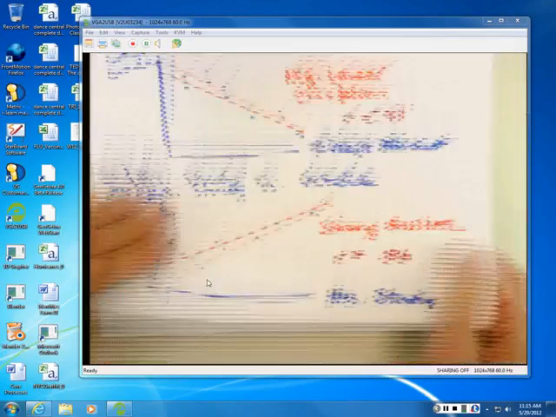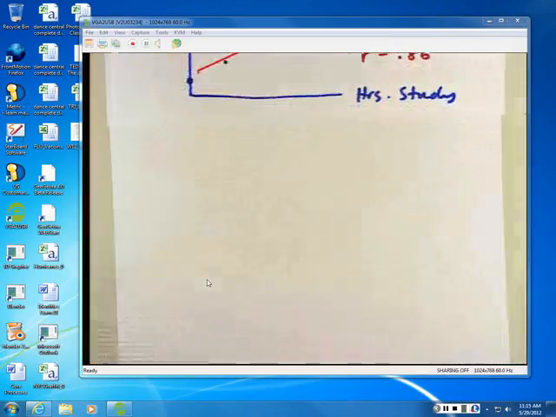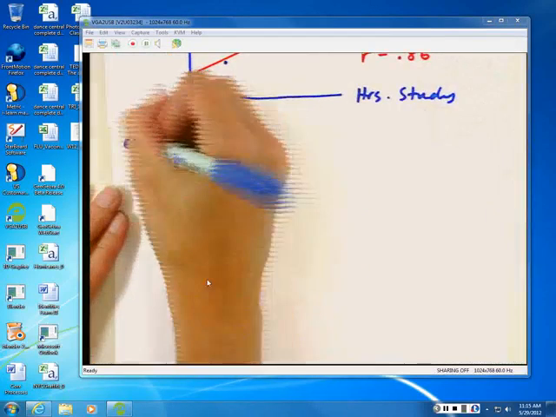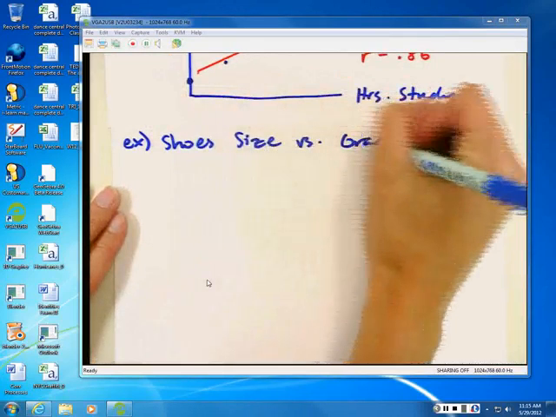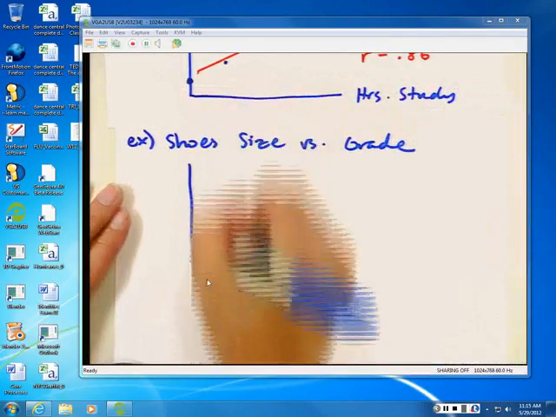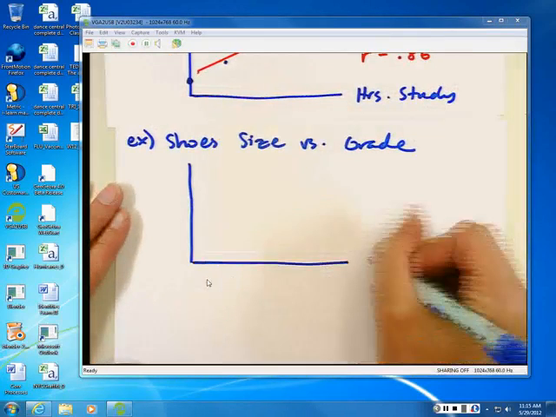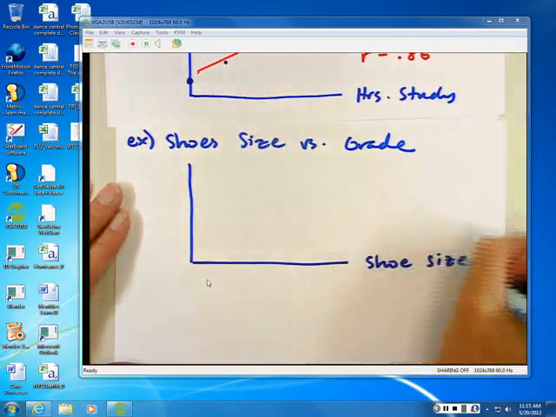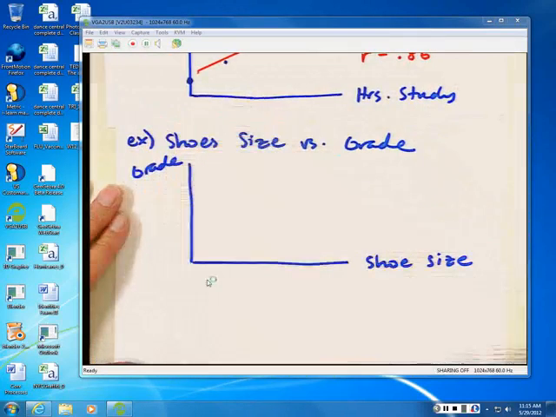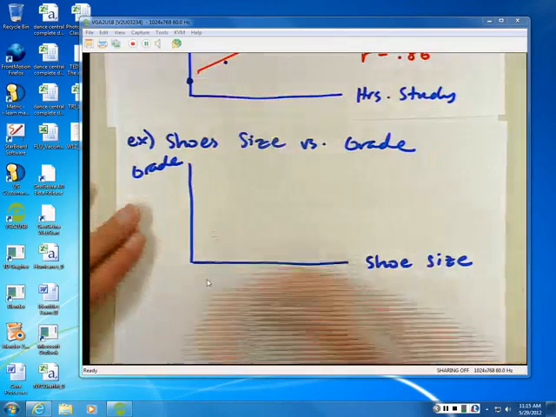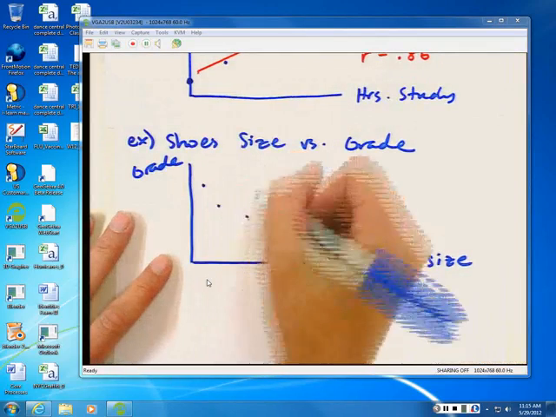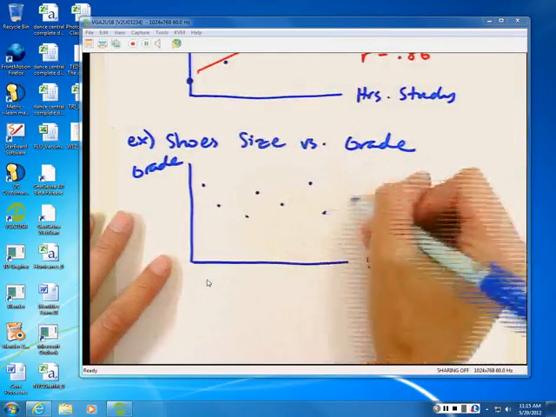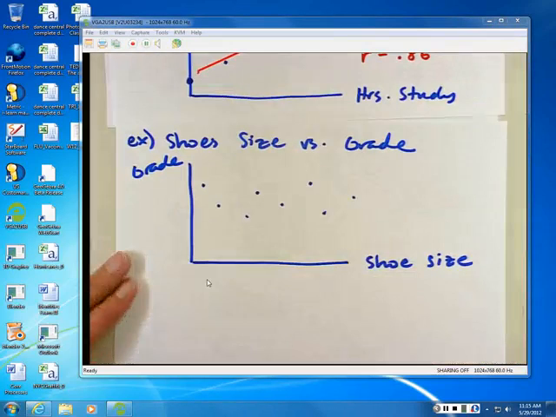How about this one? Kind of going along with the theme of different variables that might affect your grade, how about your shoe size? Shoe size versus grade. You might be hard-pressed to show a relationship between shoe size and a student's grade. I don't know, I've not conducted a study, but I would expect that shoe size wouldn't matter. Students that have smaller shoe sizes might get high grades or low grades. Students that have bigger shoe sizes might get high grades or low grades. So I don't have a linear correlation. I don't have a curved correlation. I don't have any kind of a correlation.